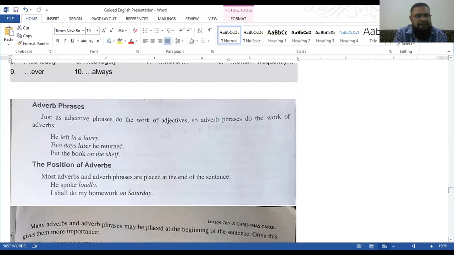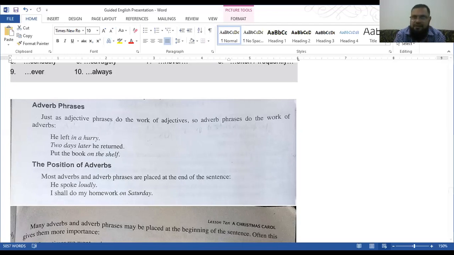He left in a hurry. Two days later he returned. Put the book on the shelf. The position of adverbs: most adverbs and adverb phrases are placed at the end of the sentence. He spoke loudly. I shall do my homework on Saturday.